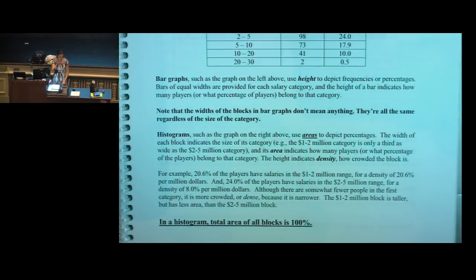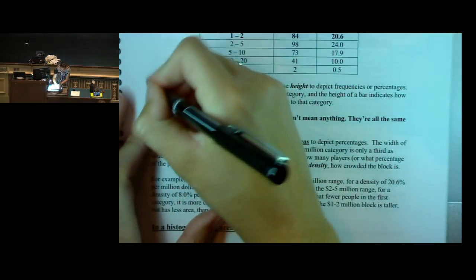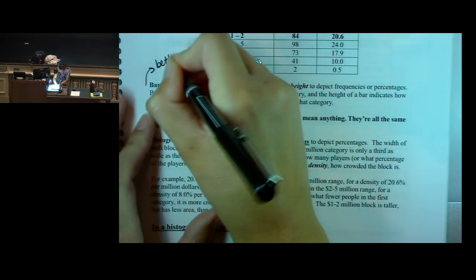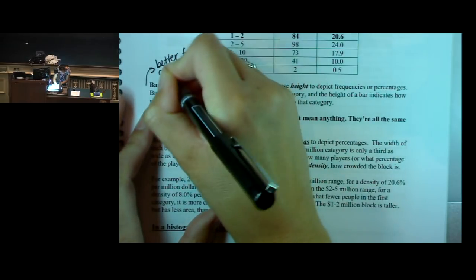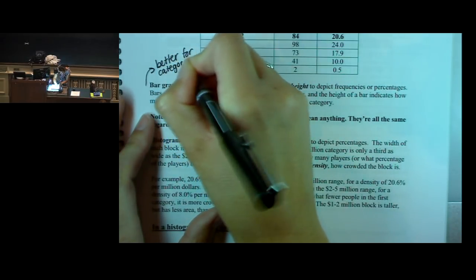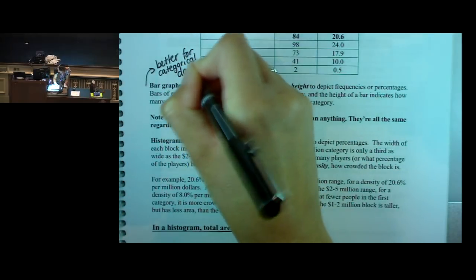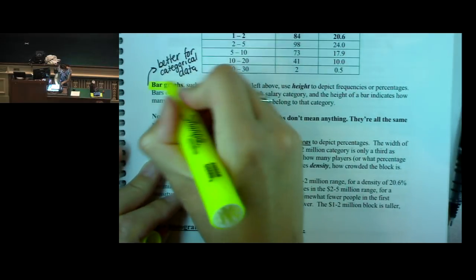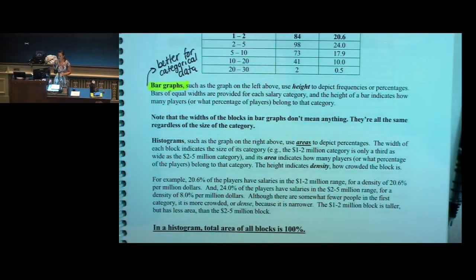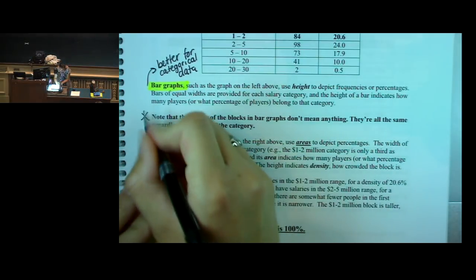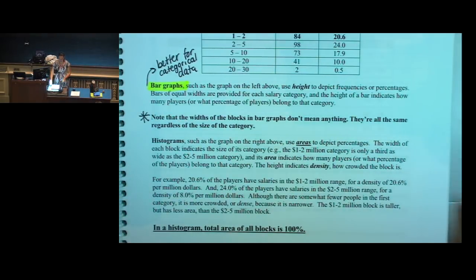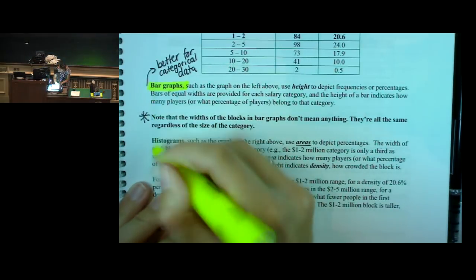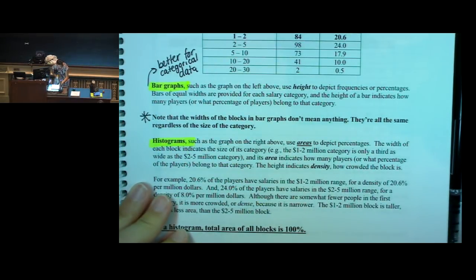All this is saying basically what I just said. Again, bar graphs are better for categorical data, which doesn't come up too much in Stat 100. And then what else? Let's see. It says, note that the widths of the blocks in the bar graphs don't mean anything. We already talked about that. Histograms are better for numeric data. Is there anything else that we didn't say?